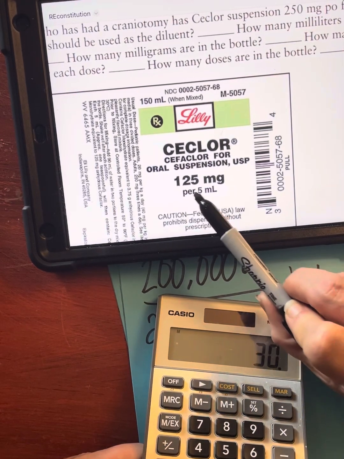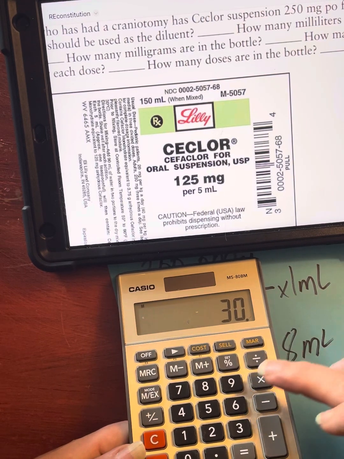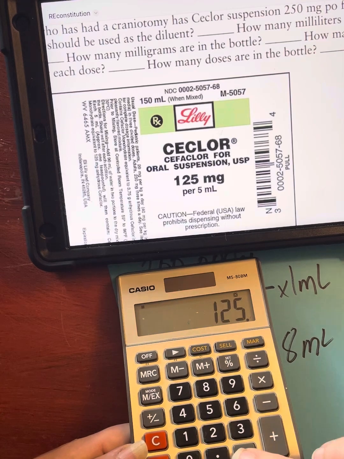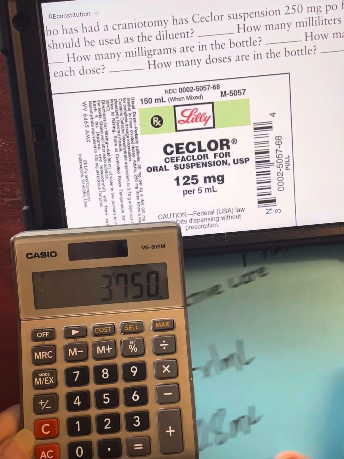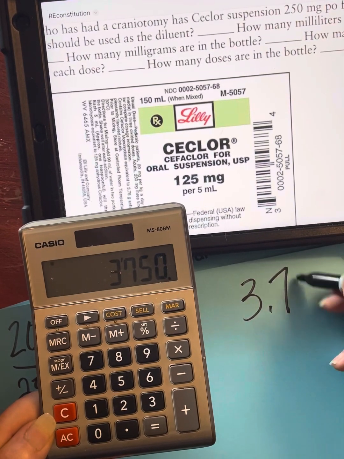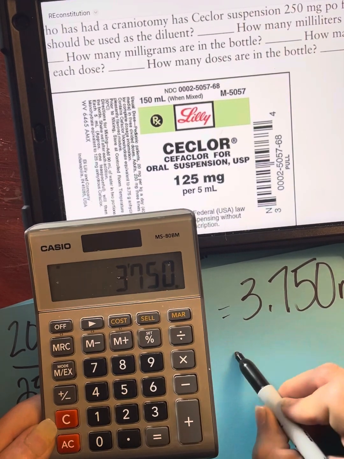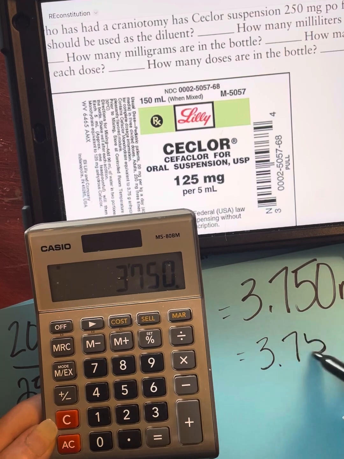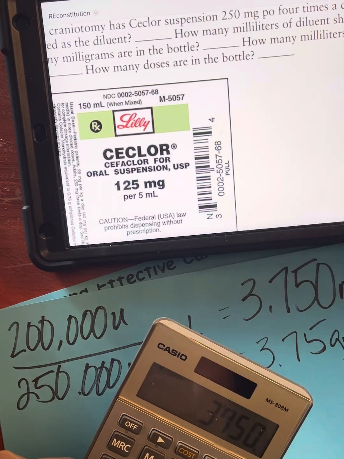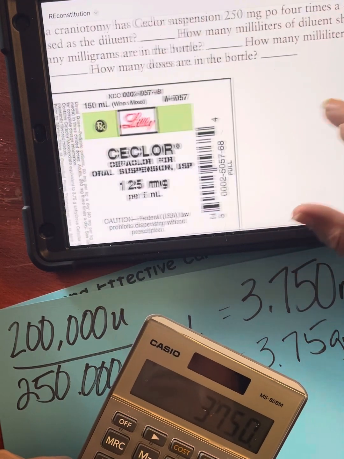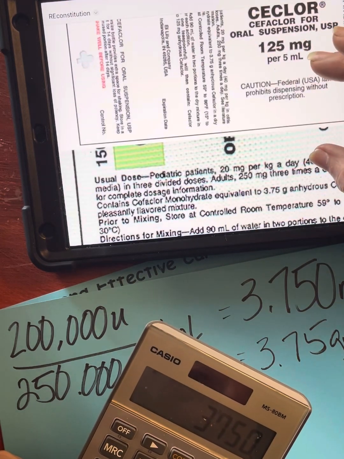So one set of 5 is 125 milligrams, so I'm going to multiply that times 30. 125 times 30 is going to be 3,750 milligrams, or 3.75 grams, you know, depending on how they want it. So be sure and pay attention. How many milligrams are in the bottle? How many milliliters will you administer? This is convoluted.